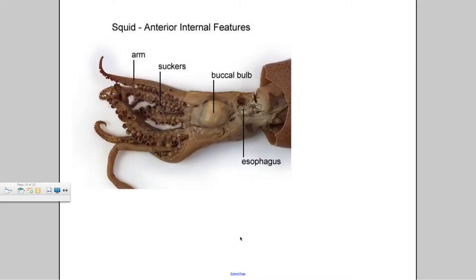I want to continue. So now going back to the exterior, but kind of digging deep into the interior. Here again, you have the arms and the suckers. This sucker is like all the way down here, but we can't see it. But we cut open that area where their head is and their eyeballs are. And inside, you have something called a buccal bulb. And that buccal bulb is the actual beak. And then that's where they chew it. And it passes through their esophagus where their brain is.